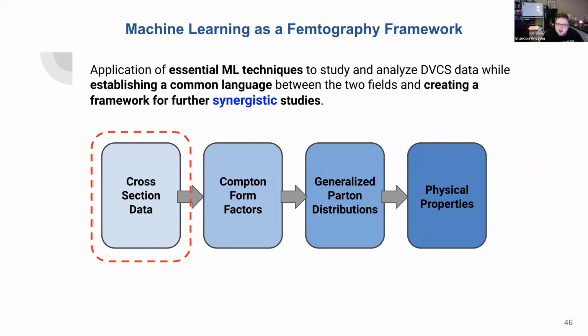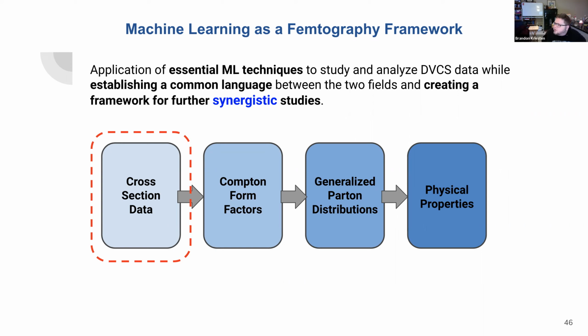So this is something that I think is beneficial to develop in this sort of femtography framework, and I think of machine learning as a computational framework for femtography. So it's essential to establish machine learning techniques to study and analyze DVCS data. And what this allows us to do is establish a common language between nuclear theory, nuclear phenomenology, and machine learning. And so what this will do is create a further framework for synergistic studies.